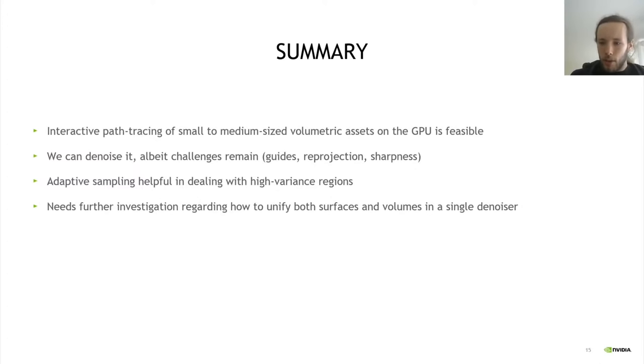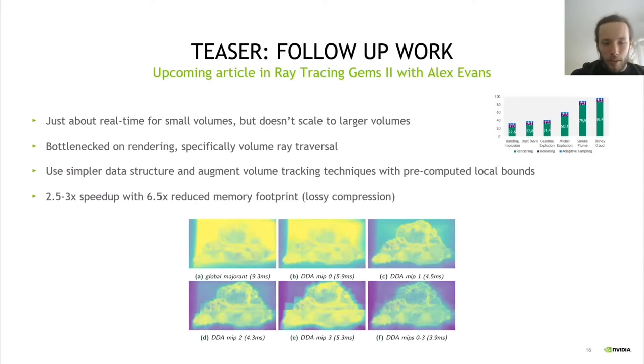It also needs some further investigation of how to unify both surface and volume rendering in a single denoiser, because we mainly looked at volume denoising in isolation. And to wrap up, there's a small teaser that I want to include now, because as I said previously, we've been bottlenecked very hard on volume ray traversal. So we spent some more time looking into that, and we came up with a simpler data structure and some algorithmic sugar as well to, in the end, gain a 2.5 to 3x speedup with a 6.5x reduced memory footprint, which will be released in an upcoming article in Ray Tracing Gems 2. So if you're interested in that sort of stuff, you can look out for that as well.